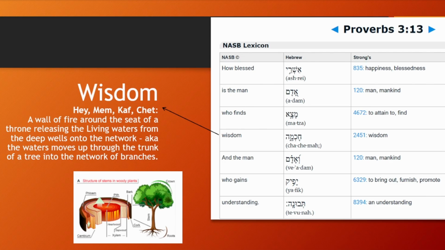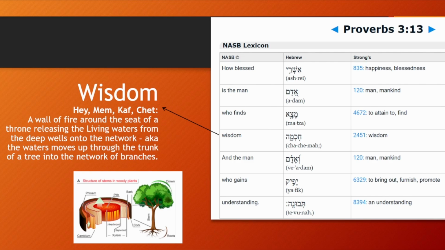Yeah. The wall of fire around the seat of a throne. We said the seat of the throne is here. So you have the wall around it, releasing the living waters. Here it comes. That's why there is Mem. Releasing from the seat of the throne, the living waters coming up through the tree into the network. If it goes through this trunk, it will go into the network.